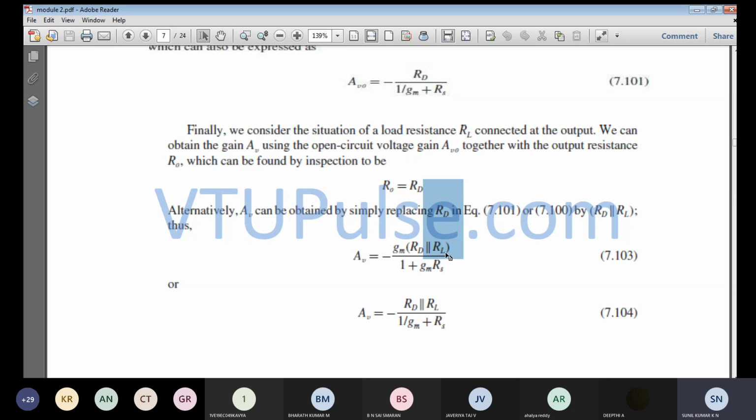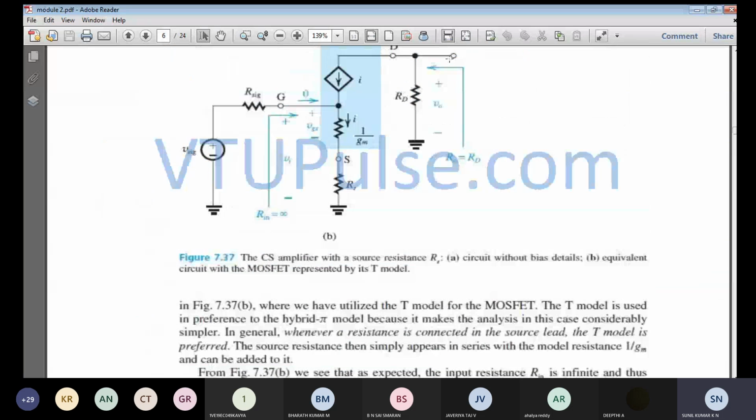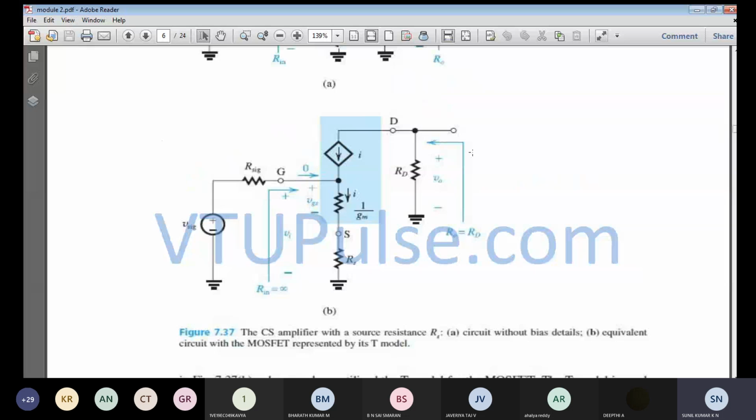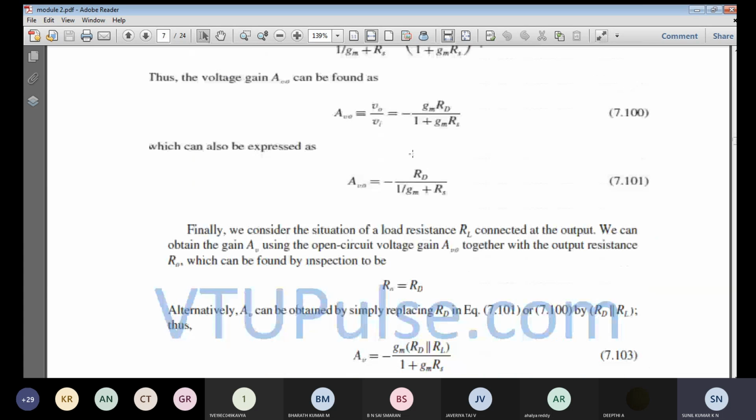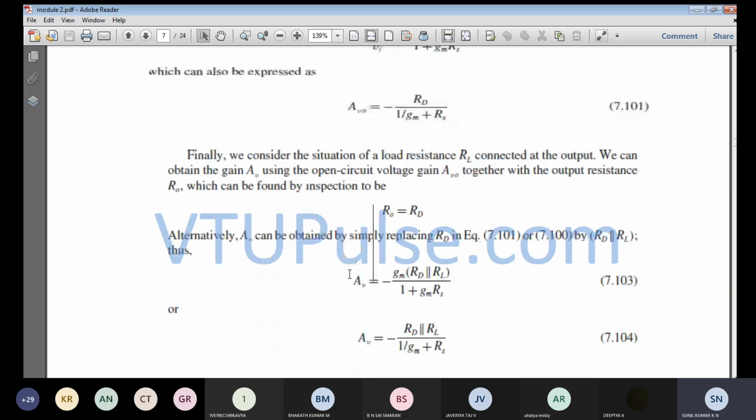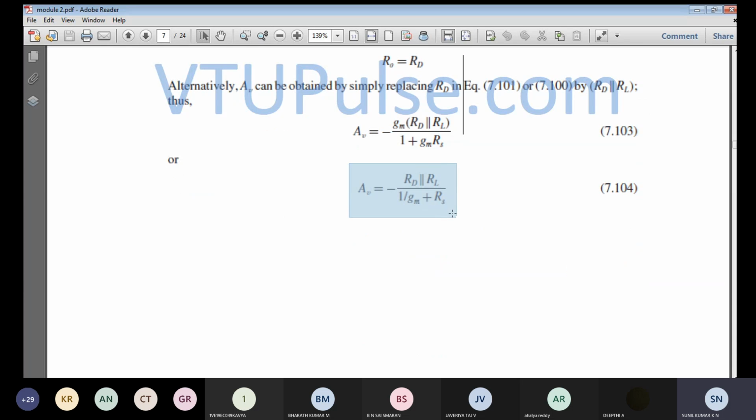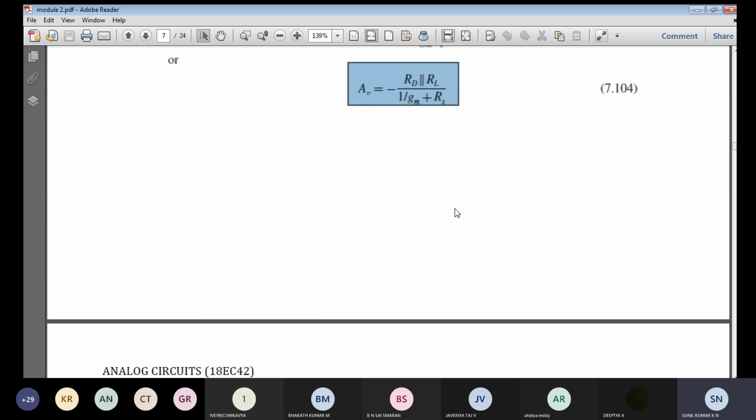You can say the RD parallel with the load resistance connected over here. So the final output voltage will appear across this load resistance RL. This V0 will be equal to AV0, the open circuit voltage gain, into VI into RL divided by RD plus RL. That will be the voltage gain AV. So AV will be equal to, the same thing, the parallel combination of RD and RL: minus Gm times RD parallel RL. This is the expression for the overall voltage gain, and this is the open circuit voltage gain.